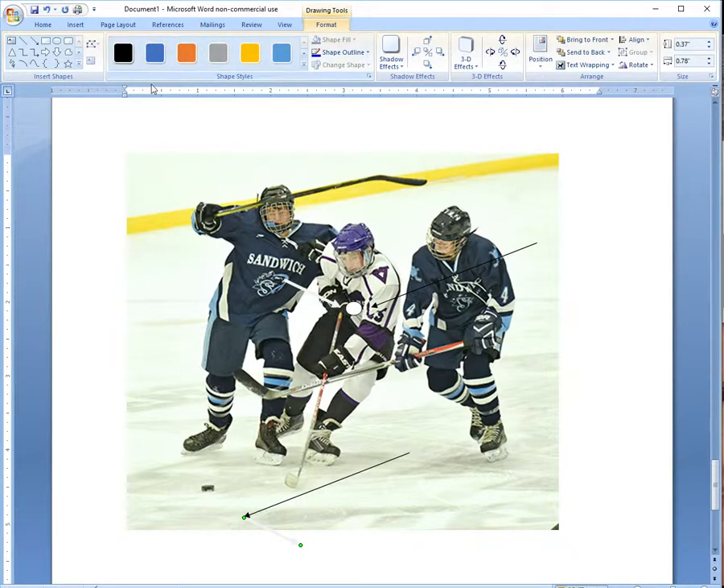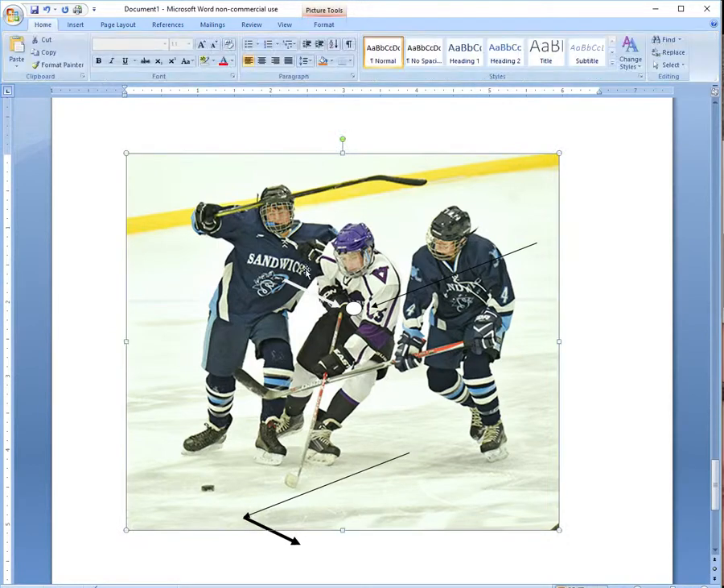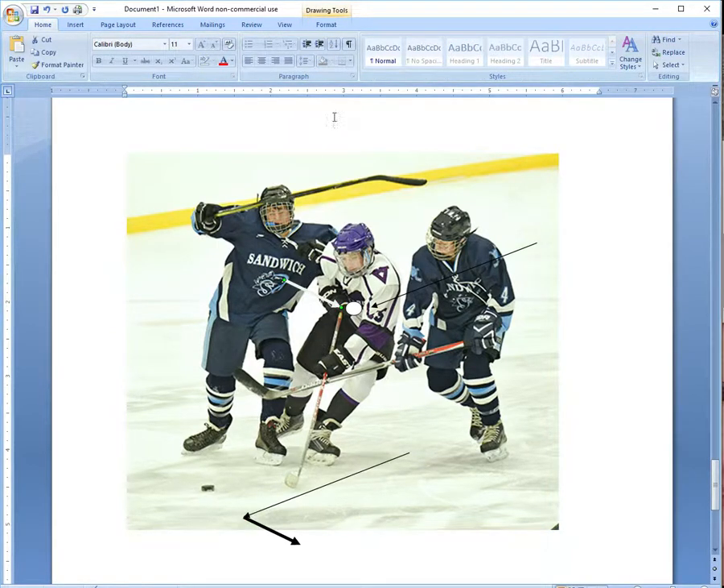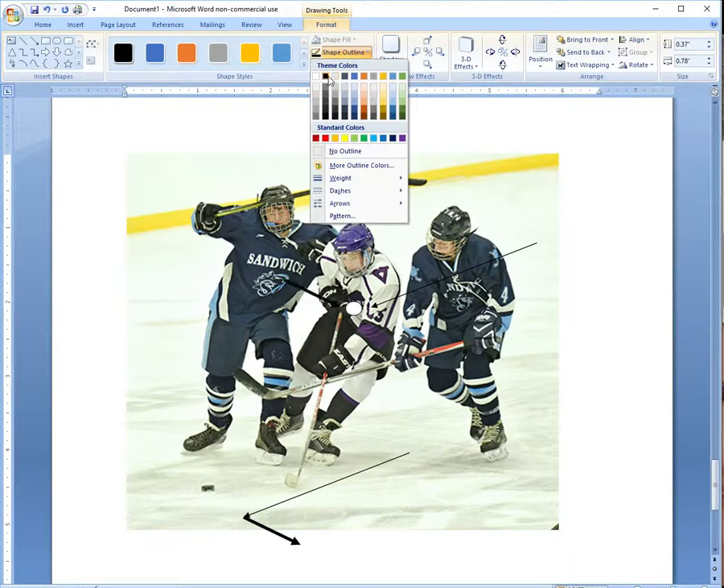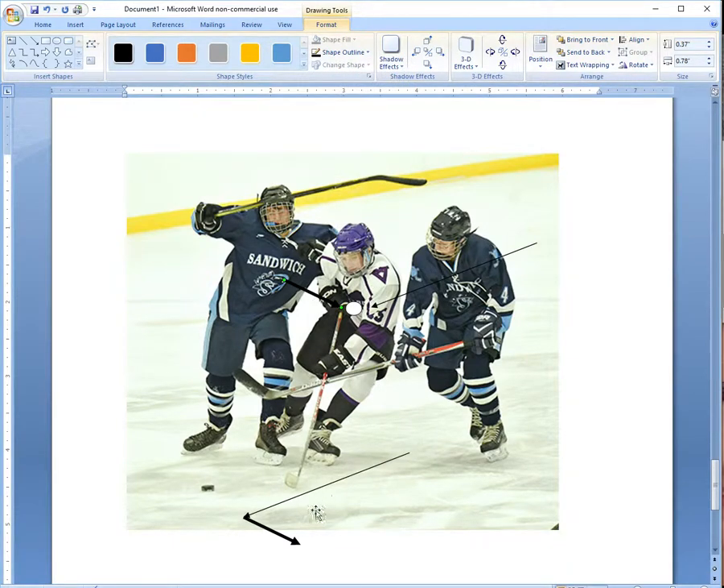Except that's a terrible color. It disappeared. You can't see it anymore. I want to change colors. Shape outline, solid. There you go. So let's change that one as well. Boom.